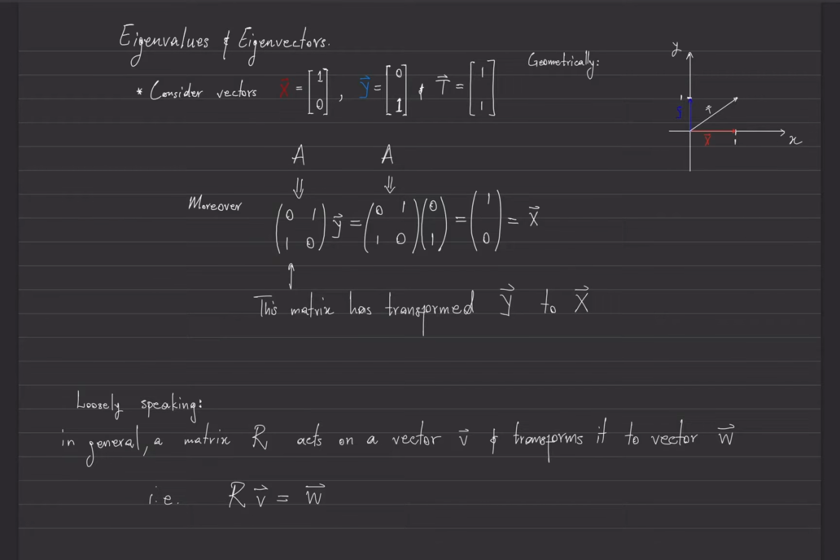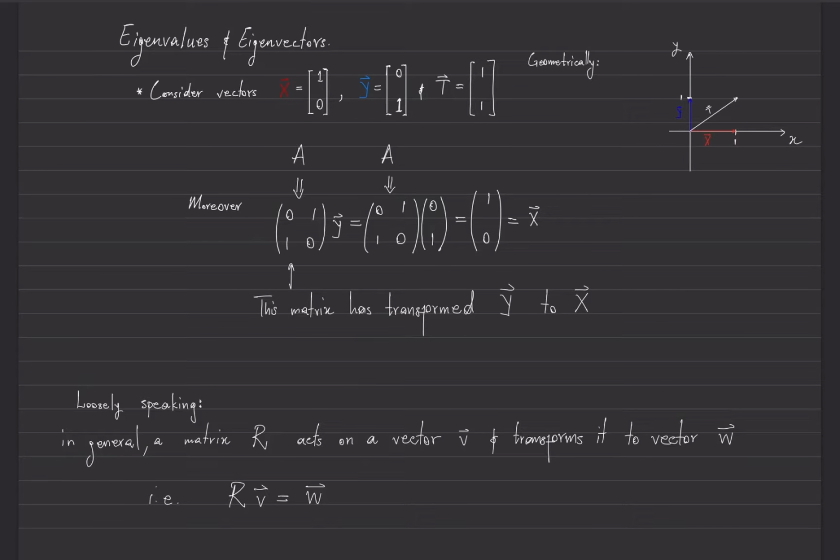So I hope by this much you'll be able to agree with me that, loosely speaking, without taking care of all the algebraic demands, we can say, in general, a matrix R acts on a vector V and transforms it to another vector W, i.e. mathematically, we could write it as this equation. So we take our vector V bar, we multiply with some matrix, and the outcome is we get another vector, different from the initial one.